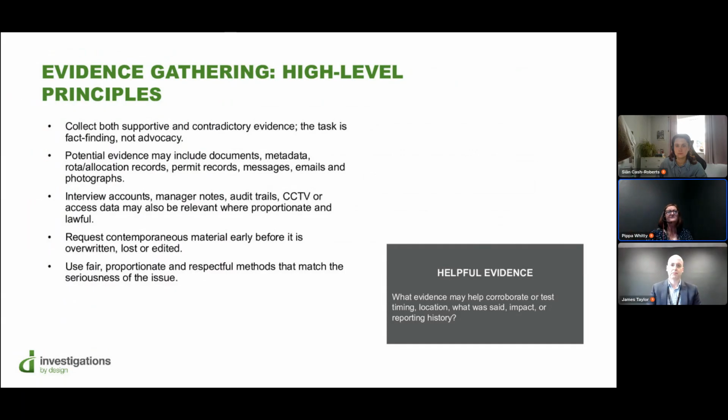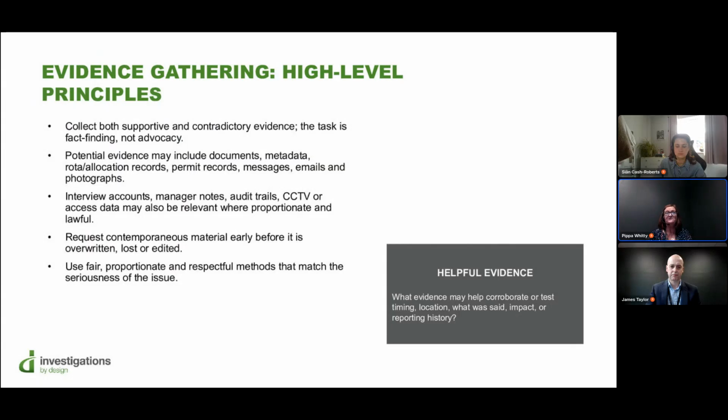When we talk about evidence, think broadly. It could be a document, site logs, rota records, permit information, digital messages, emails, photos, anything really that establishes timings, wordings, behavioural conduct. In many cases, interview notes, audit trails, or even CCTV footage can play an important role, providing it's a proportionate and lawful use.